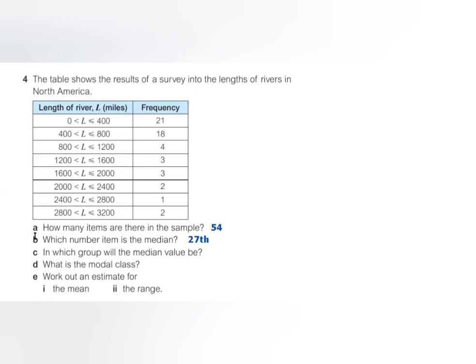Now, question C, in which group will the median value be? In question B, we found the order of this median number. Now we want to know in which group it would be. How do we know this? We always start from the first group, and these are the first 21 samples or the 21 items. So here, I'm going to try to find where the median is, which is the 27th. I can do it like this.